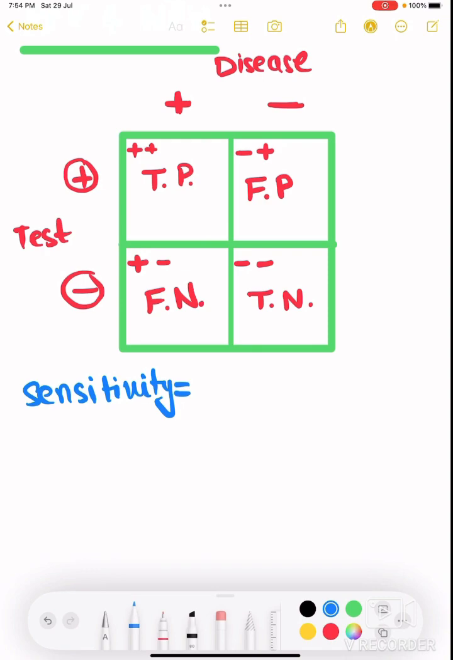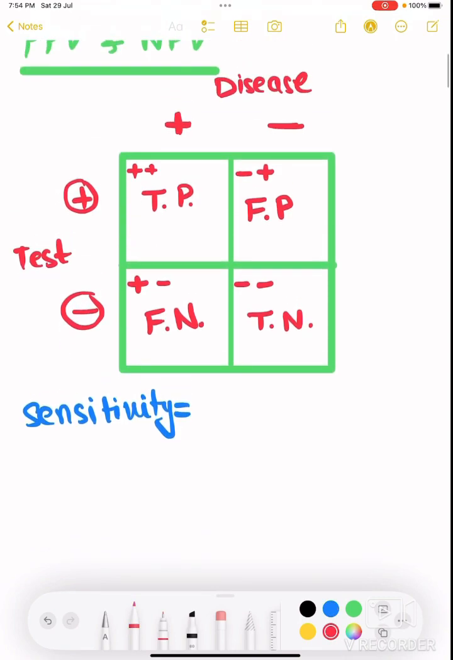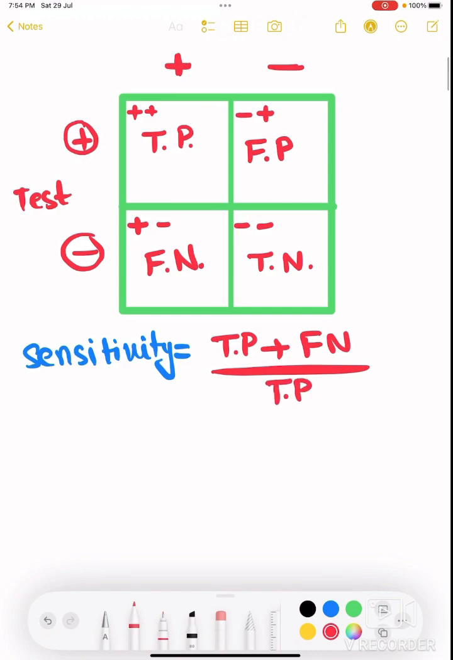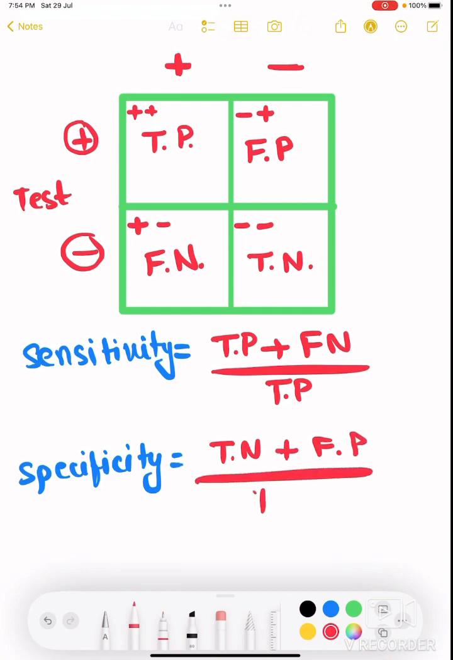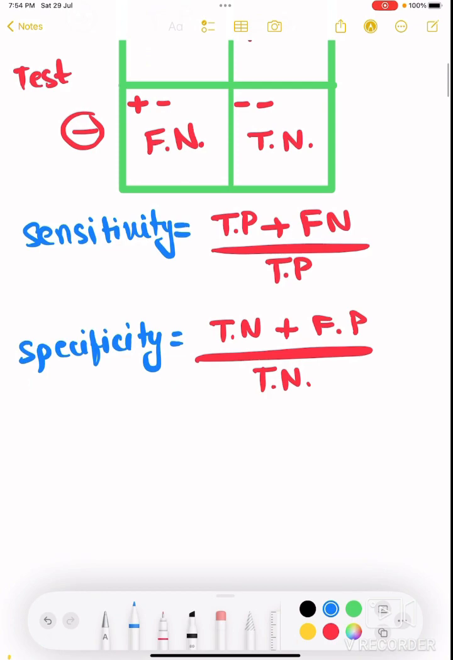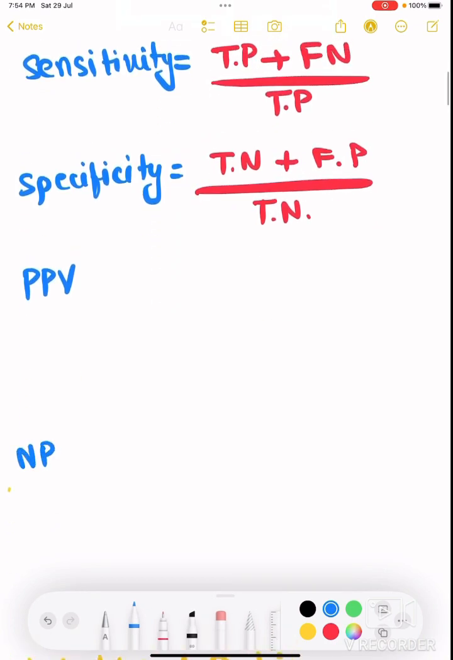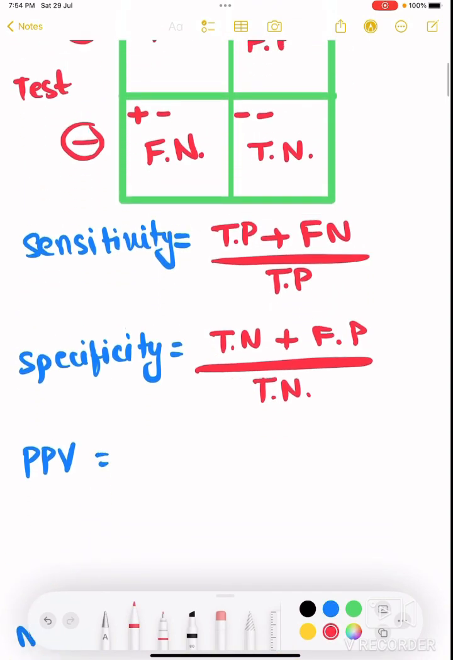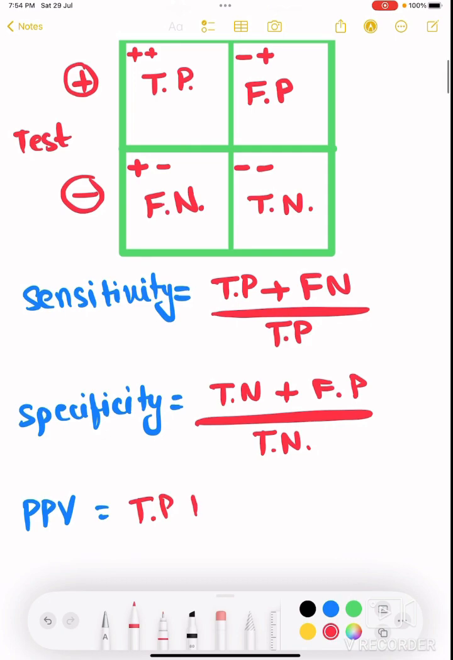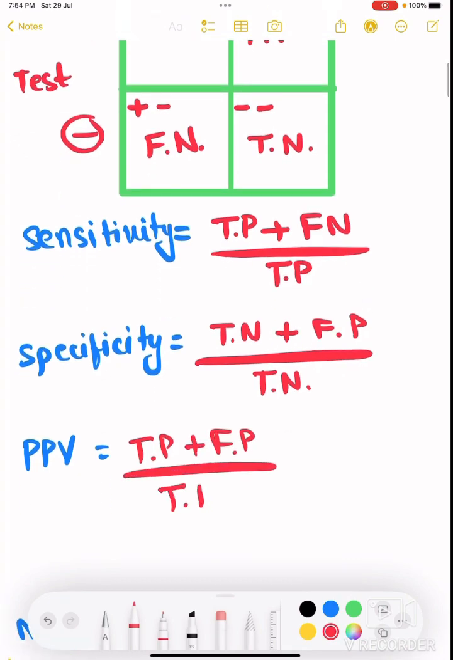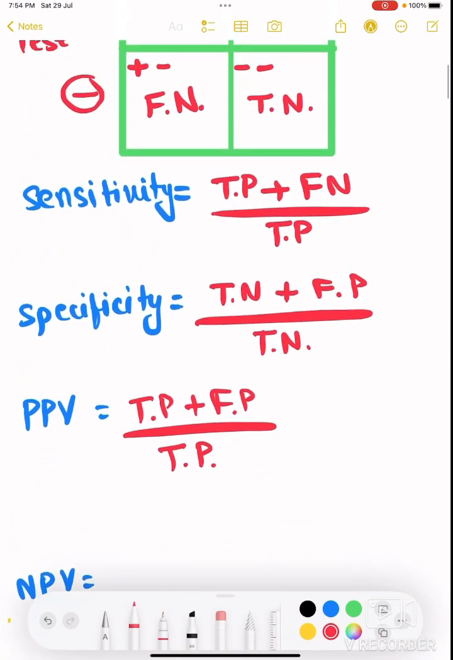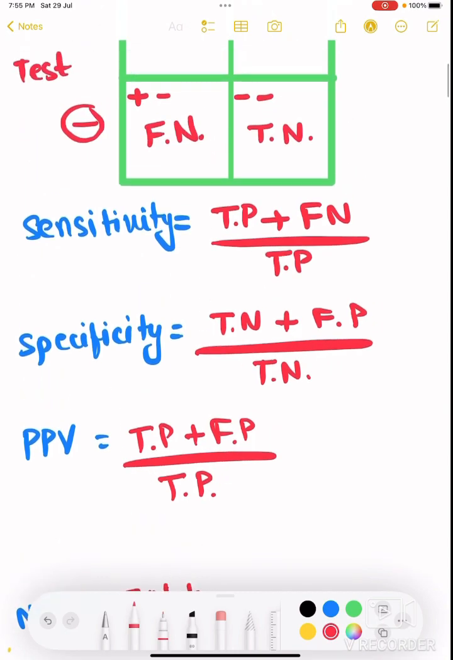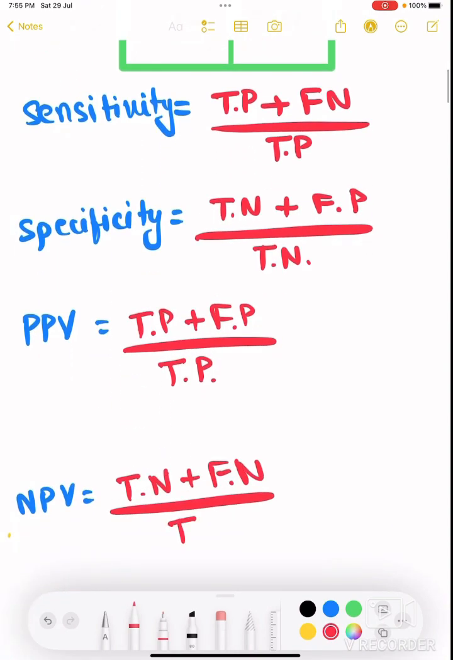So first, coming to the first formula, sensitivity. The formula of sensitivity is true positive divided by true positive plus false negative. Next, the formula of specificity is true negative divided by true negative plus false positive. Next, positive predictive value and negative predictive value. For positive predictive value, it is true positive divided by true positive plus false positive. The formula of negative predictive value is true negative divided by true negative plus false negative.